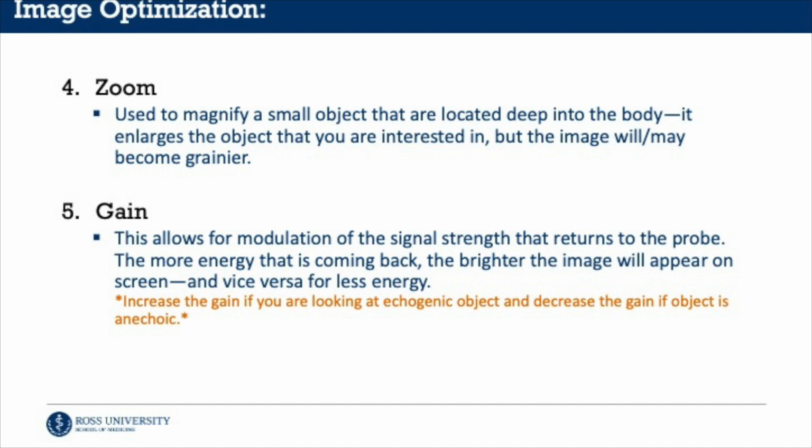Zoom is used to magnify small objects, but keep in mind that the image will or may become grainier the more it is magnified. Gain allows for the modulation of signal strength that returns to the probe. You always want to increase the gain if you're looking at an object that is echogenic and decrease the gain if an object is anechoic, because the more energy that is coming back, the brighter the image will appear on the screen, and vice versa for less energy.